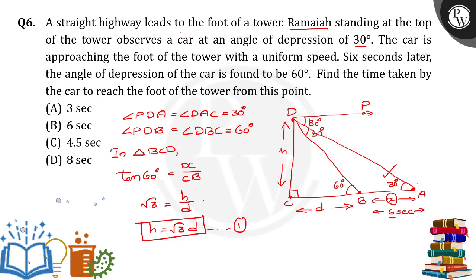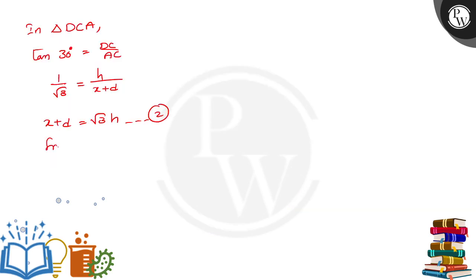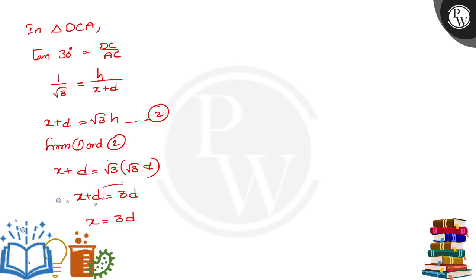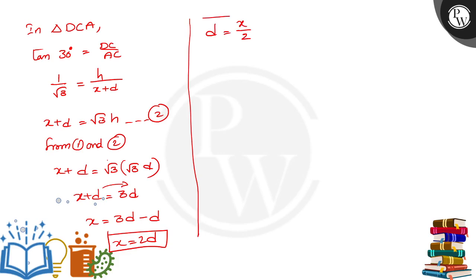So equation 1 is H equal to root 3D, right? From equation 1 and equation 2, x plus D is equal to root 3 into root 3D, since the value of H is root 3D. So x plus D is equal to 3D, as root 3 into root 3 is 3. If I transpose plus D, we will get minus D. So x is equal to 2D. By this we will get D is equal to x divided by 2.